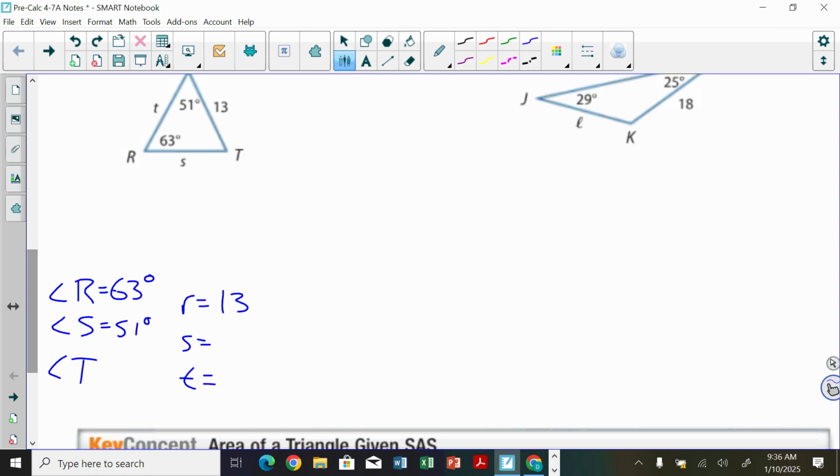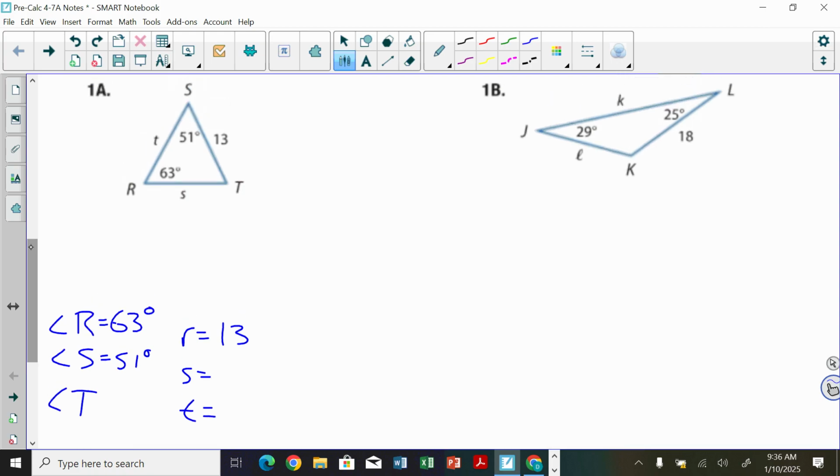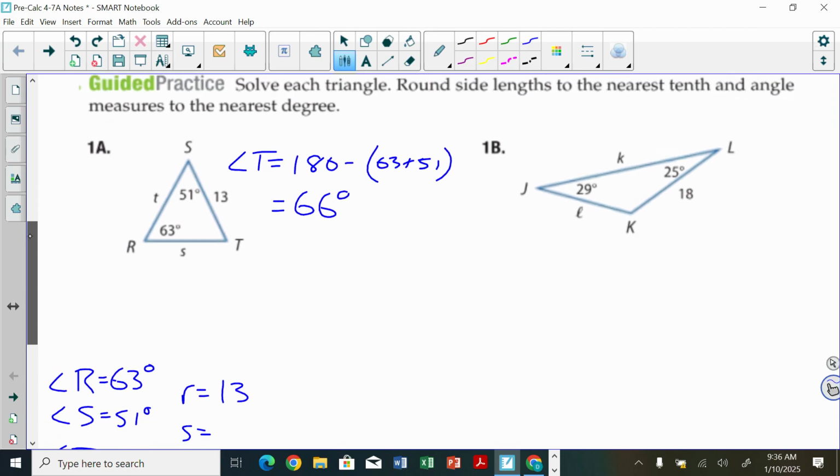So really I need 3 things. Well, the first thing I can do is find that angle. So remember, all triangles equal 180 degrees. So I can find angle T by just subtracting the other angles. Doing that gives me 66 degrees for angle T. So now I'm all set to go. Now that I have all the angles, I can find the missing sides by using the law of sines.